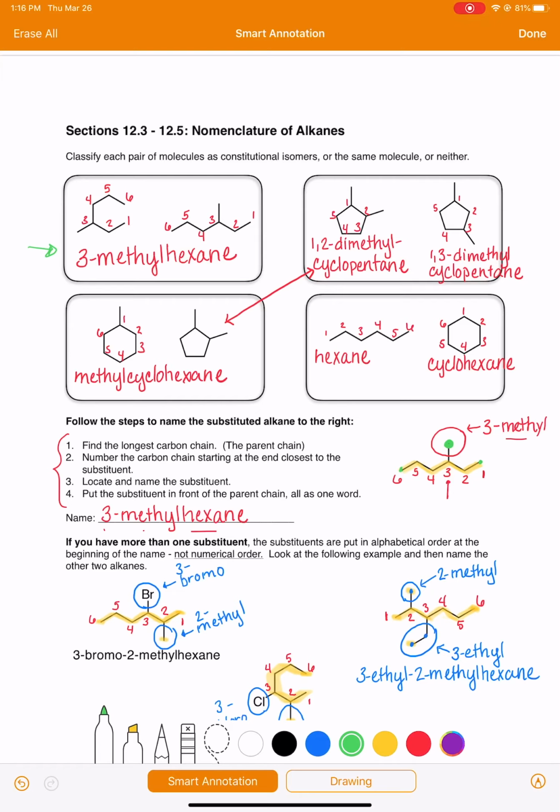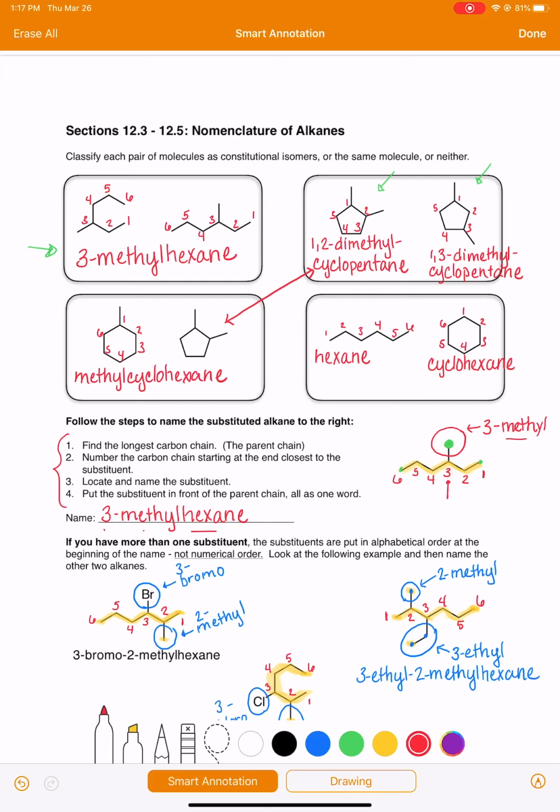And then over here, these 2 molecules, these are both dimethylcyclopentanes. One of them is 1,2-dimethylcyclopentane, and one of them is 1,3-dimethylcyclopentane. And that's pretty common for constitutional isomers, for them to have names that are almost identical, but the numbering is a little bit different.